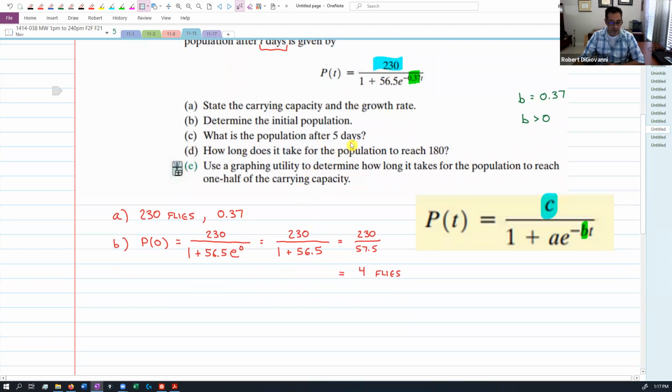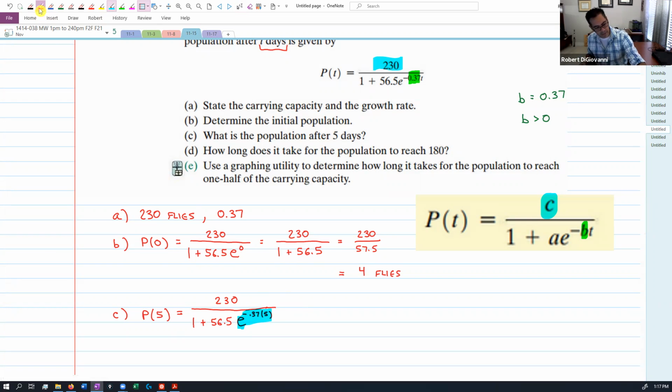Okay, what's the population after 5 days? Well, all we have to do there is plug 5 in, right? Because we're measuring things in days. So this we'll definitely need a calculator for. We're gonna go 230 over 1 plus 56.5 e to the negative 0.37 times 5, like that. So what we're doing here is not crazy, all right? We just need to be able to get this on our calculator. So I'm going to do right now the e to this power on my calculator, just so I can get that answer.